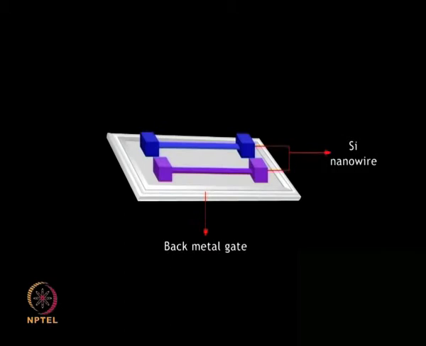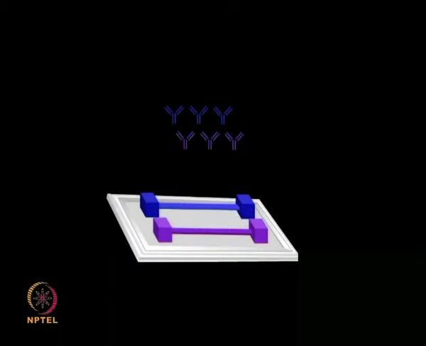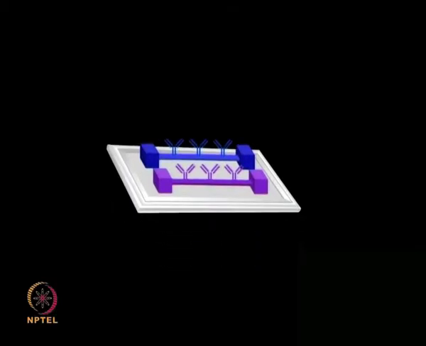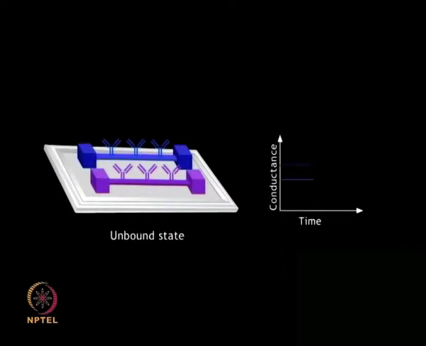Silicon nanowires can be functionalized with several chemical and biological species and used as sensitive detection devices. Antibodies are commonly immobilized on silicon nanowires for detection of protein antigens. No change in the conductance of the nanowire is observed in the unbound state, as you can see on the right hand panel in the graph, which is plotted with time and conductance.